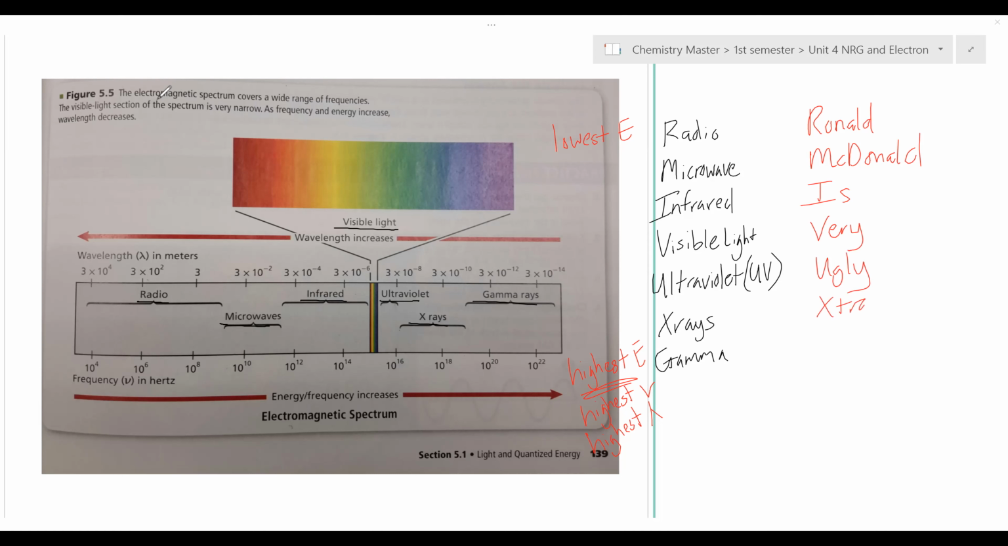Extra gross. So if you can't remember all of your rays, you can remember Ronald McDonald is very ugly, extra gross. I know that's mean, but it works. I'll give you a second to get that down.